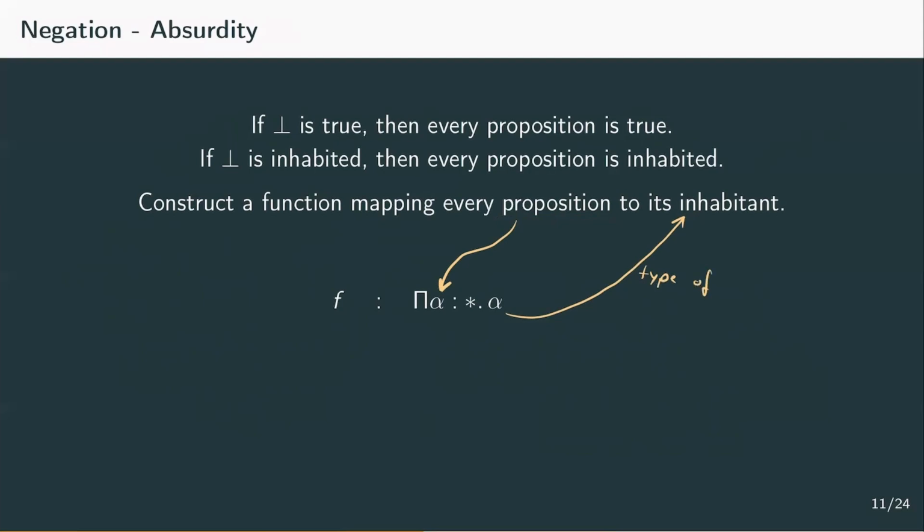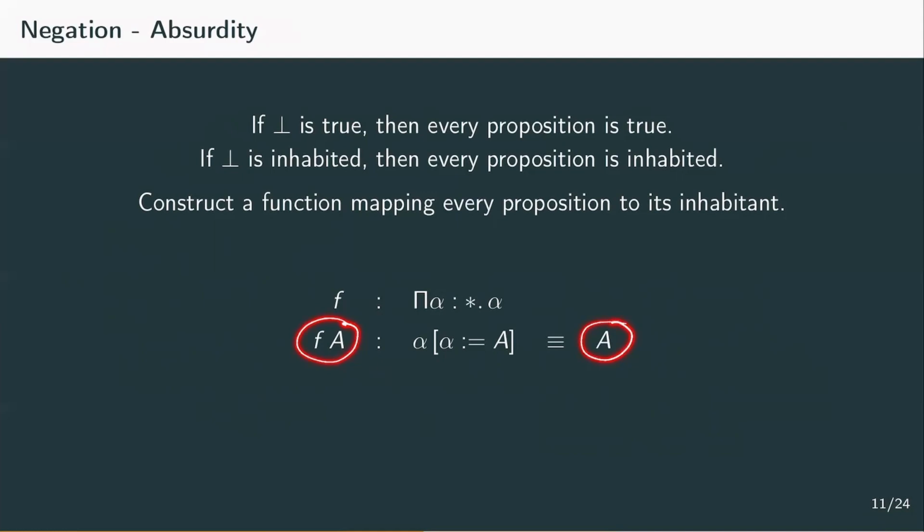Assume we were able to construct such a function with this type, and apply the function to a proposition A. Applying the application rule, this f applied to A is then of type alpha, where alpha is substituted by A. This type is equivalent to just A. Therefore, f applied to A is an inhabitant of A, and A would be true. But since this holds for arbitrary types or propositions A, this would mean that we have an inhabitant for any type, and everything would be true.